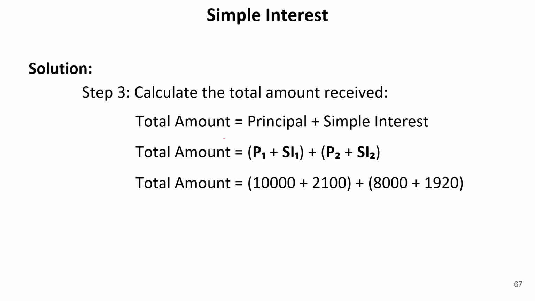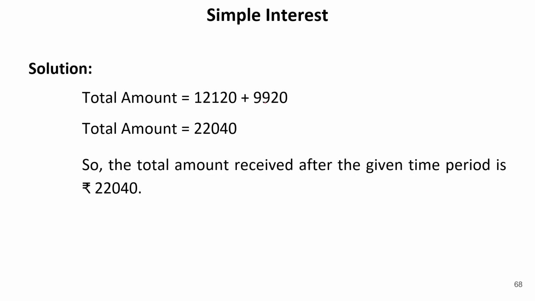So calculate the amount received: total amount is equal to principal plus simple interest. So total amount is equal to 10,000 plus 2,100 and 8,000 plus 1,920. So the total amount became 22,040. So the total amount received after the given period of time is 22,040.